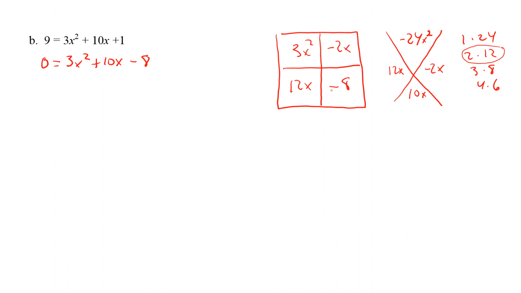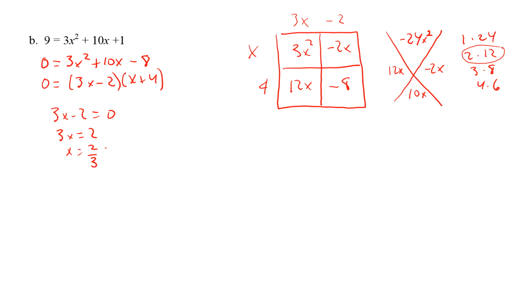So we factor. 12 and 8 have 4 in common. And 2x and 3x squared have x in common. This is 3x and this is negative 2. So our factors are 3x minus 2 times x plus 4. Using the zero product property, we have 3x minus 2 equals 0. So 3x equals 2, x equals 2/3, and then x plus 4 equals 0, and x equals negative 4. And this is where it crosses the x-axis.